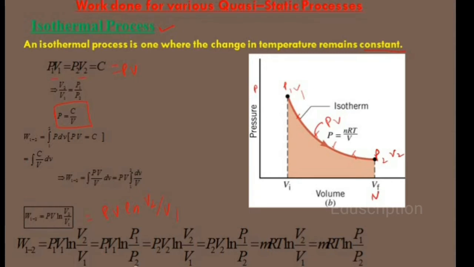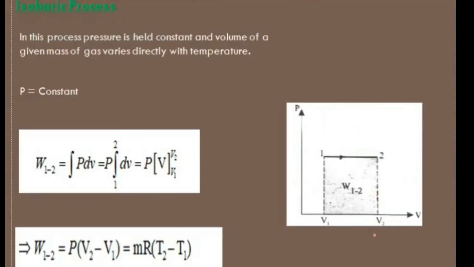Because P1 V1 and P2 V2 are the same, we can simply write P2 V2 ln V2 by V1, which is equal to P2 V2 ln P1 by P2. We know that PV is equal to mRT, so in place of P1 V1 I can write mRT1 ln V2 by V1, or mRT1 ln P1 by P2. Okay. So now we will move to the isobaric process.